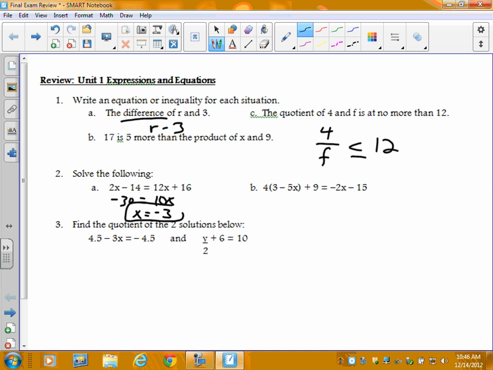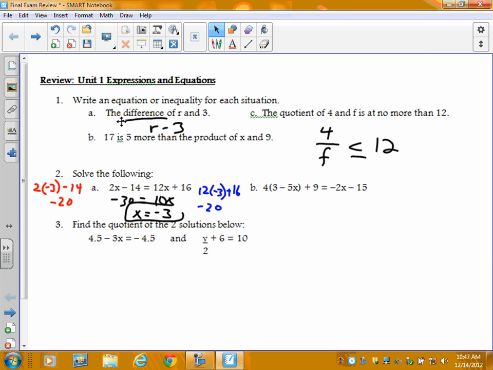Guys, the thing I've been trying to harp on you to do is to take the extra time to check this, because negative 6 minus 14 is negative 20. And then you come over here and you take your negative 3 and you go 12 times negative 3 is negative 36 plus 16 is negative 20. And when that happens, you guarantee that's right. That's correct. Right?